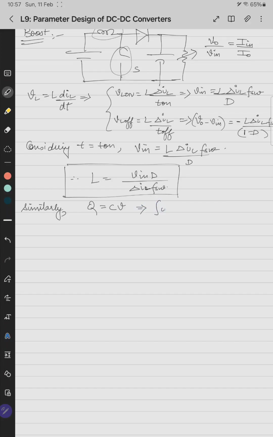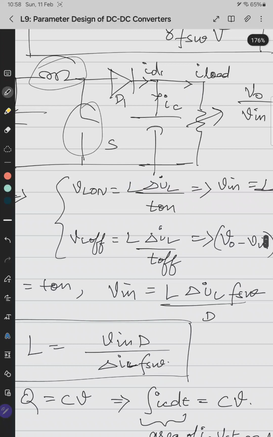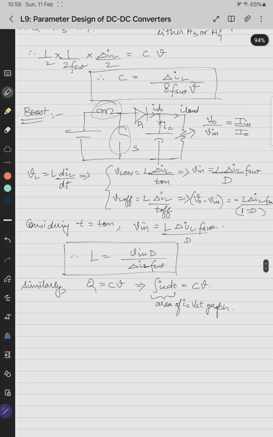So we can write as integral IC dt equals C into V. This is the area of the IC versus time graph. In this case, what we have to do is, this is ID current, ID1, this is diode D1, this is IC, and this is I load. Out of ID1 current, the ripple goes to IC and the remaining goes to the load, and ID is equal to IL when the switch is off. That is, the average value of ID is 1 minus D times IL.